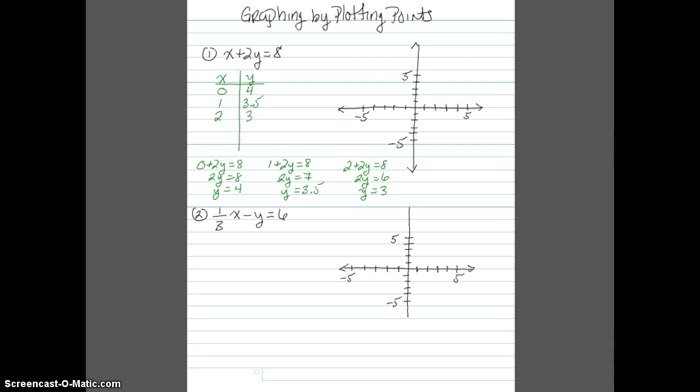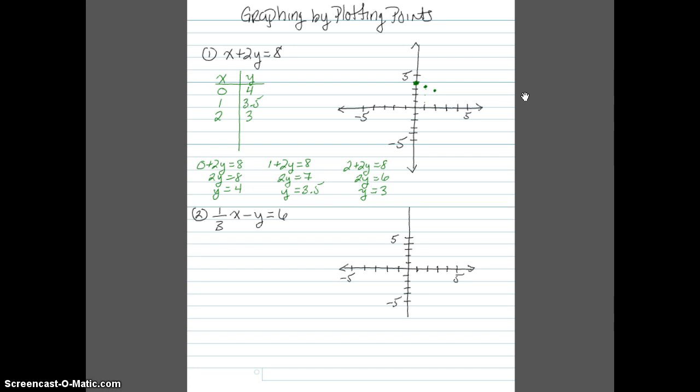Now I'm going to go to my graph here and just plot these three ordered pairs. My first one is 0, 4. That's on the y-axis. Next I have 1, 3.5. So it's about halfway between 3 and 4. And then 2, 3.